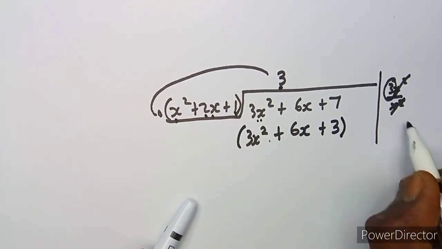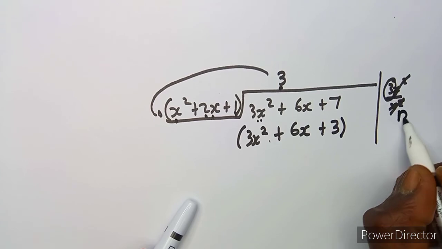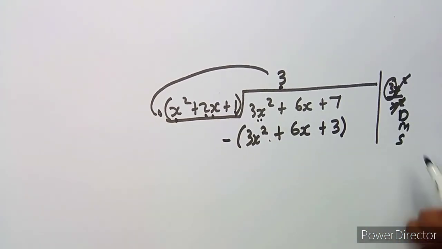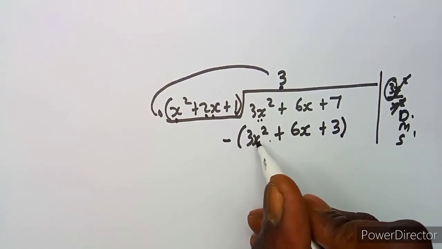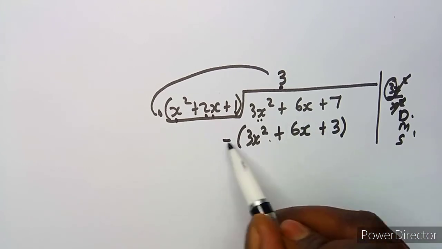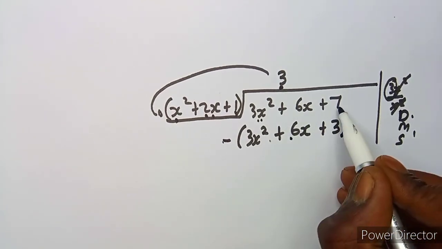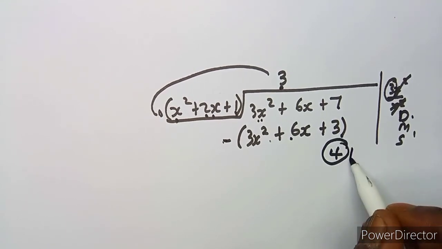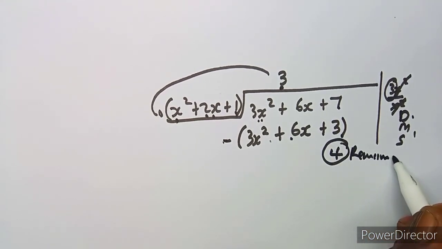Then whatever you have after dividing, you multiply, then subtract. So you're going to subtract. Okay, so that's it, guys. 3x squared minus 3x squared, that's a 0. 6x minus 6x, that's a 0 here. 7 minus 3, which is 4. So this is our remainder here.